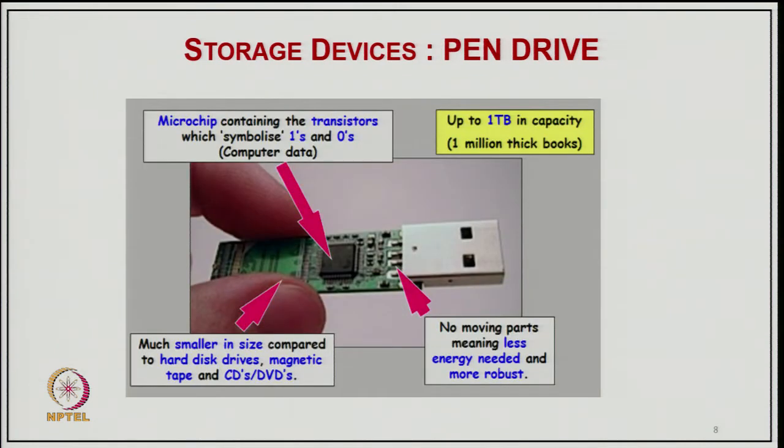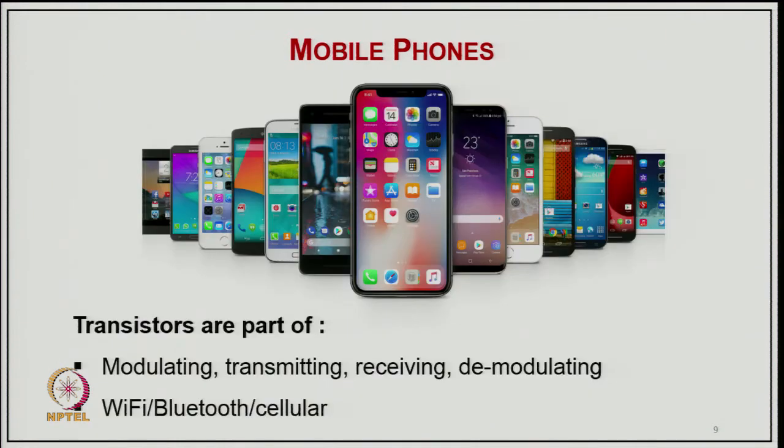Then we have storage devices like the pen drive or the hard disk, a microchip containing transistors which store 1s or 0s of computer data, up to 1 TB capacity. You can accommodate the equivalent of 1 million thick books on this hard disk, with no moving parts, meaning less energy needed and more robustness. It is much smaller in size compared to a hard disk drive, magnetic tape, CD or DVD. So here we have memory, all built with the BJT, and also mobile phones.